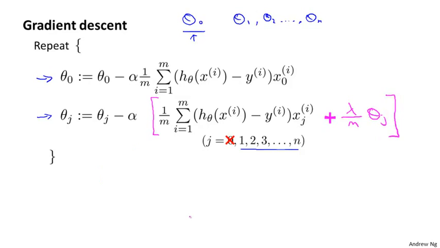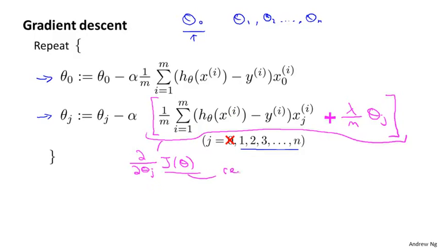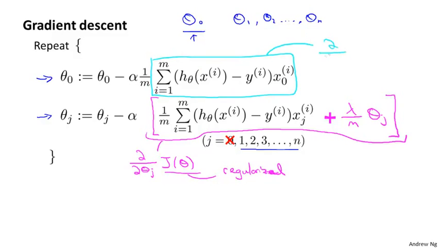And if you implement this, then you have gradient descent for trying to minimize the regularized cost function J of theta. I'm not going to do the calculus to prove it, but if you look at this term written in square brackets, if you know calculus, it's possible to prove that that term is the partial derivative with respect to theta j of J of theta, using the new definition of J of theta with the regularization term. And similarly, this term up on top, which I'm drawing the cyan box around, is still the partial derivative with respect to theta 0 of J of theta.